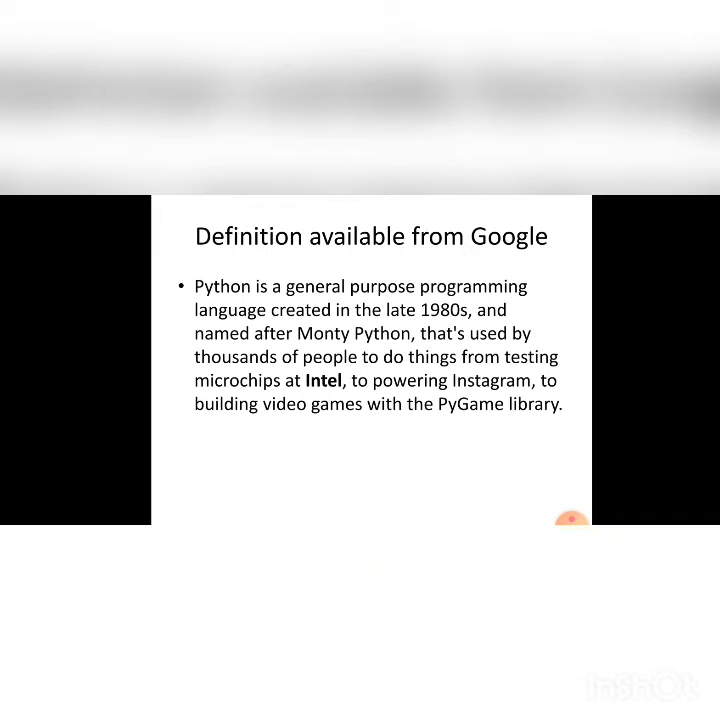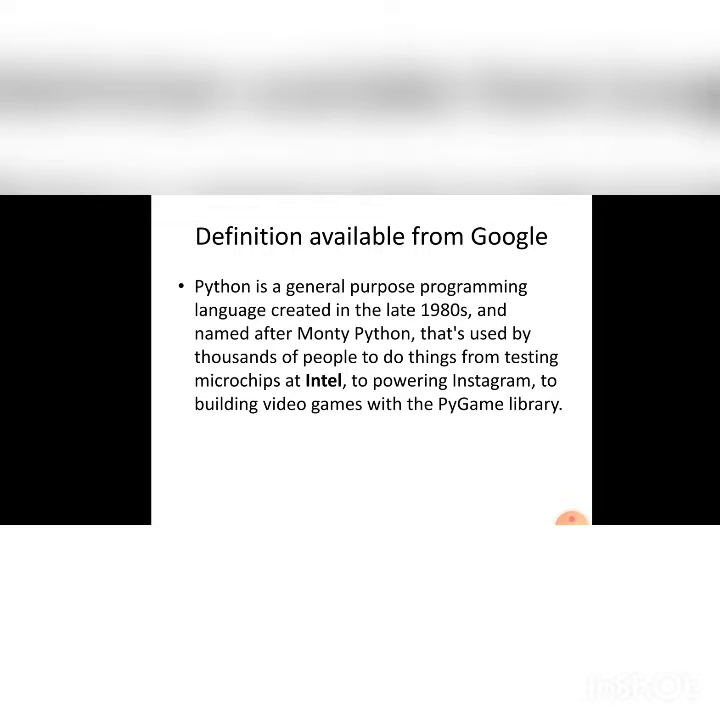So firstly we move to the definition of Python. We know that on Google the definition of Python is given in different ways. Different websites give the definition of Python in different manners. So Python is a general purpose programming language, we can say. It was created in the late 1980s, and it is named after Monty Python.